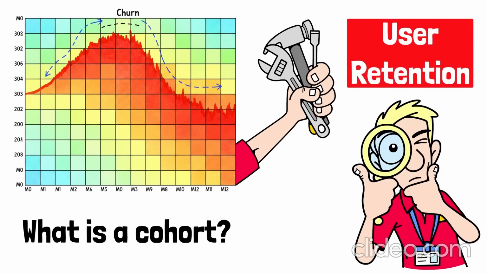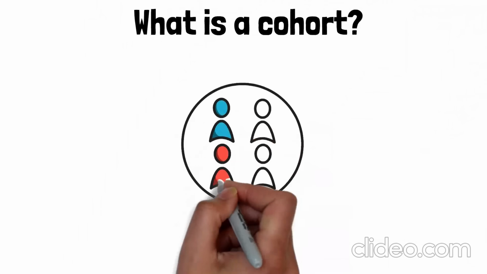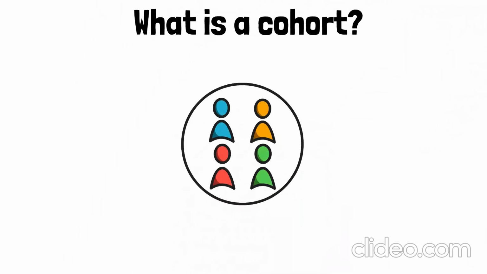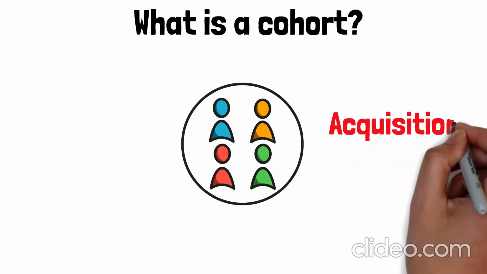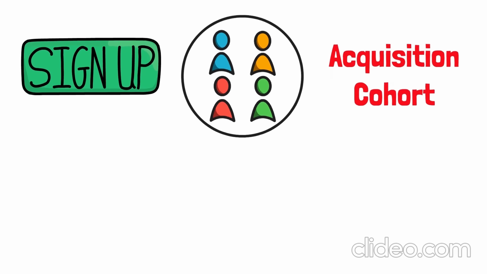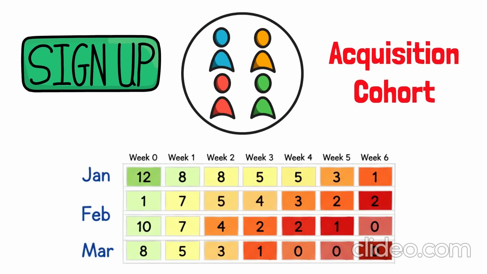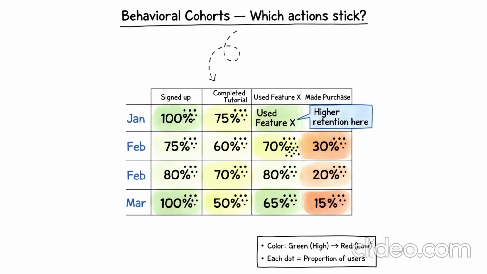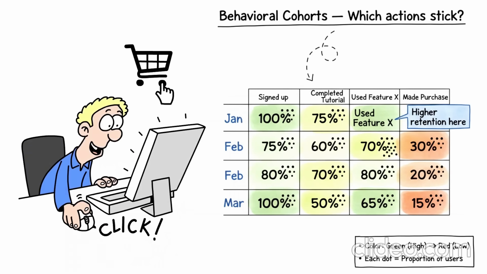So what is a cohort? A cohort is simply a group of users who share a common characteristic. The most common type is an acquisition cohort, which groups users by when they signed up. For example, everyone who joined in January is one cohort. There are also behavioral cohorts, which group users by actions they took, like making a first purchase.